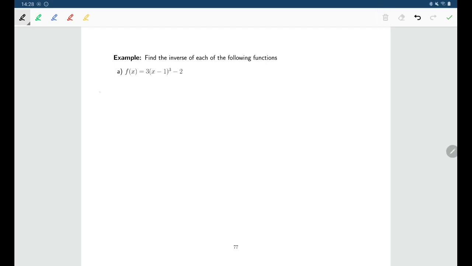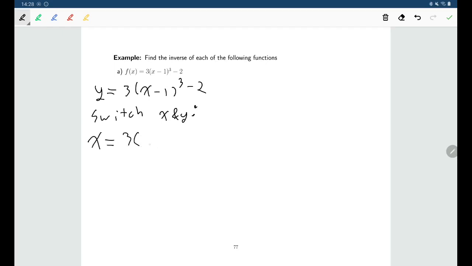So we'll start off by writing this as y equals. And then the next thing that we'll do is we will switch the x's and the y's. So instead of y equals, we'll have x equals. Instead of 3 times x minus 1, it'll be 3 times y minus 1. So any x's become y's, any y's become x's, and now all we need to do is solve for y.